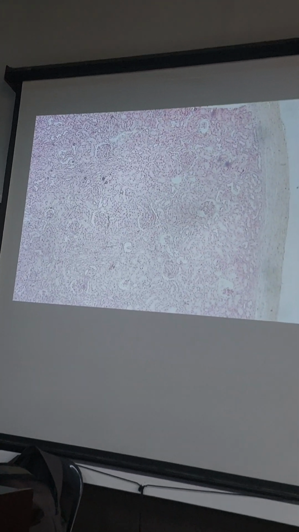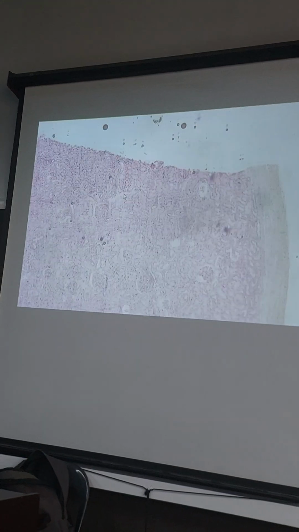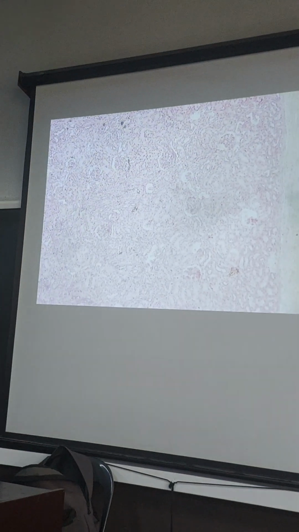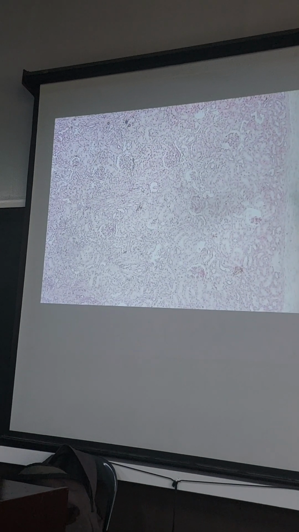All right, let's start off with this organ here. So we see a capsule. So this is the capsule. What organ do you think this is? All right, that's the kidney. What region do you think this is? Cortex, medulla.